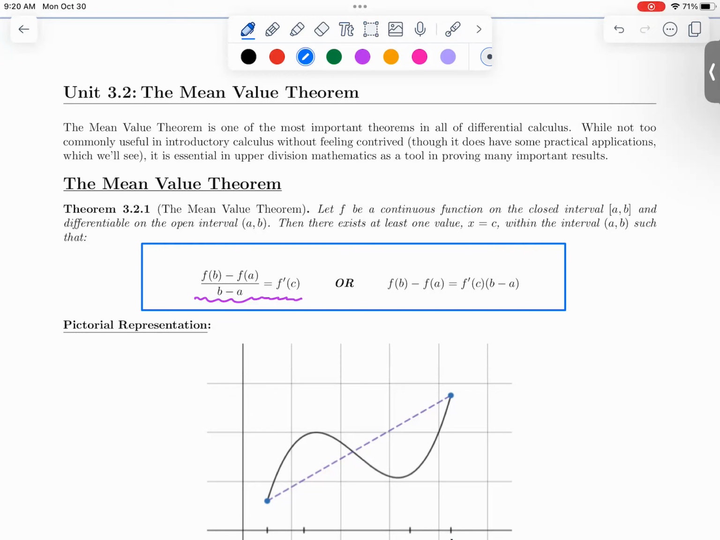So (f(b) - f(a)) / (b - a). Does anybody know what that is? The slope, yeah, of the function. Technically speaking, it's the secant line. It's the average rate of change, right?